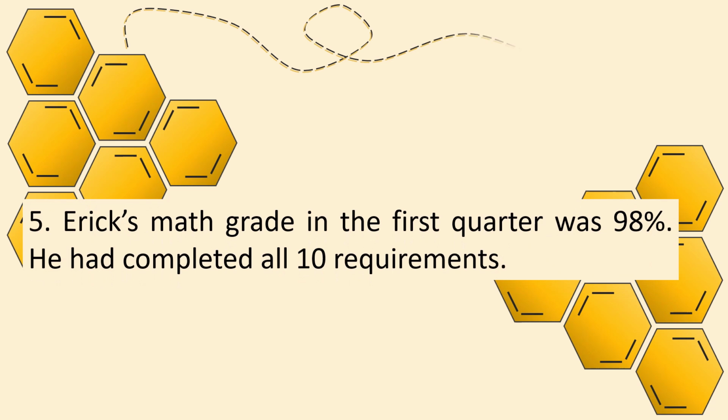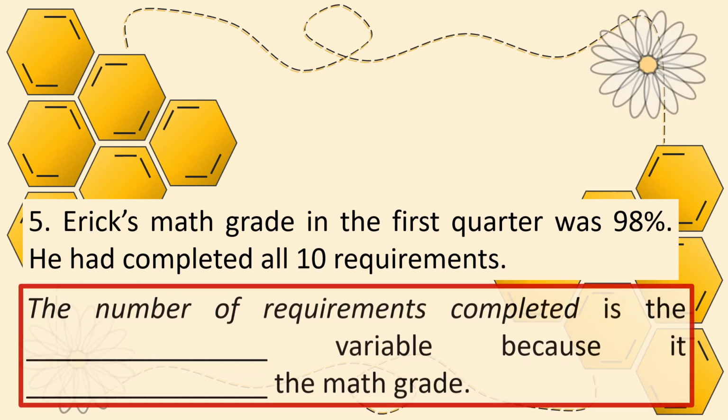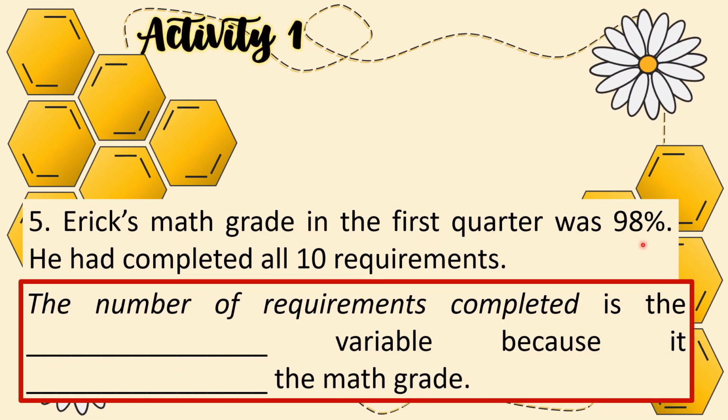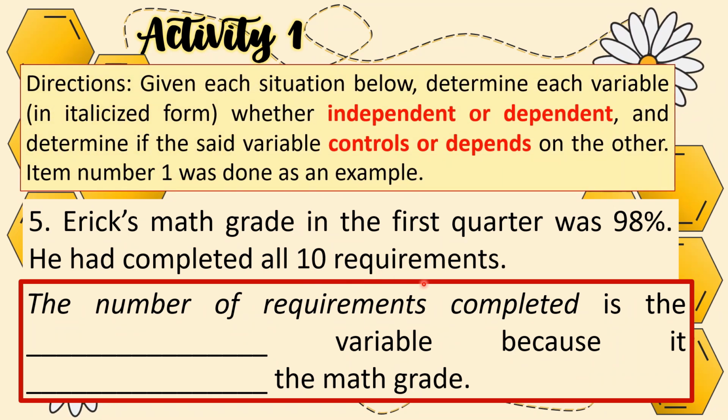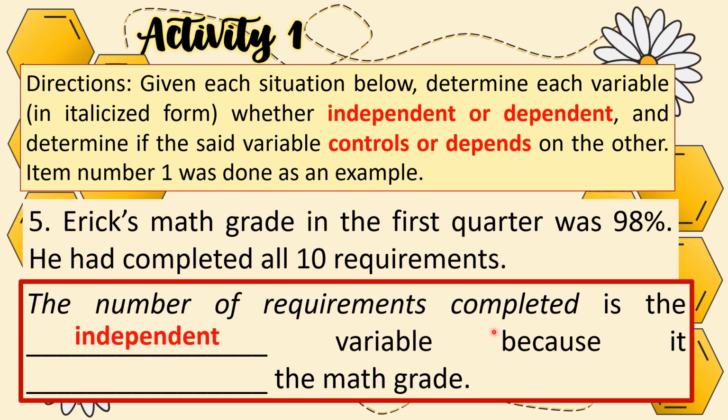For item number 5, we have here, Eric's math grade in the first quarter was 98%. He had completed all 10 requirements. The number of requirements completed is the blank variable because it blanked the math grade. So, for our answer for this one, we have here, the number of requirements completed is the independent variable because it controls the math grade.